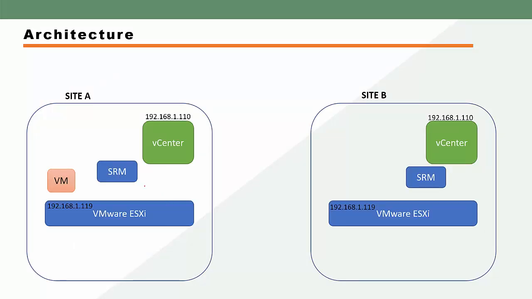What we installed now is Site Recovery Manager at site A. The next step is to install the same SRM at site B, and during the installation you can configure the vCenter at site B as we did for the SRM at site A. So once you complete these two steps, then the next step is to pair these sites.